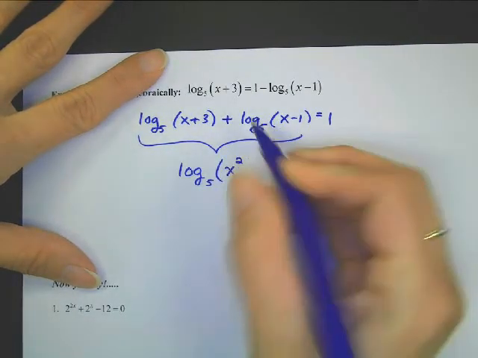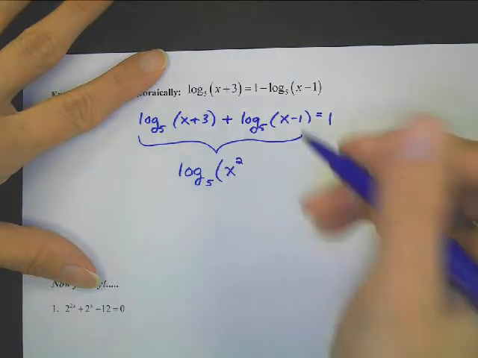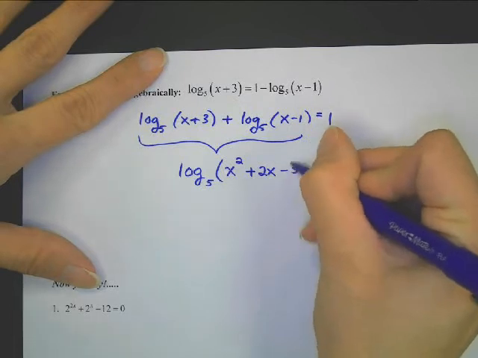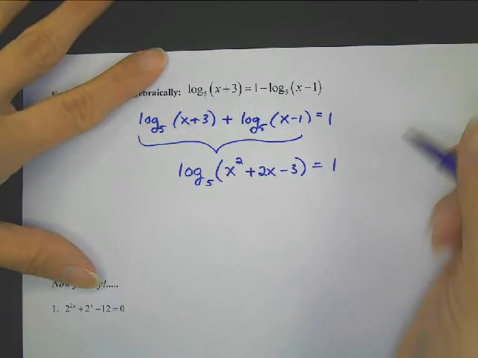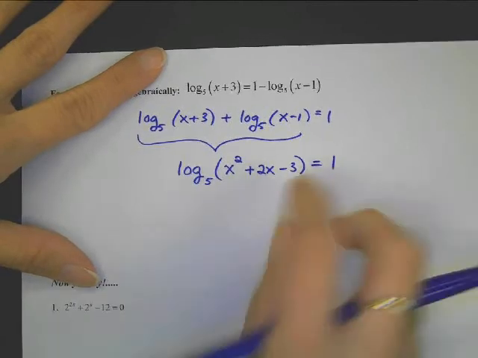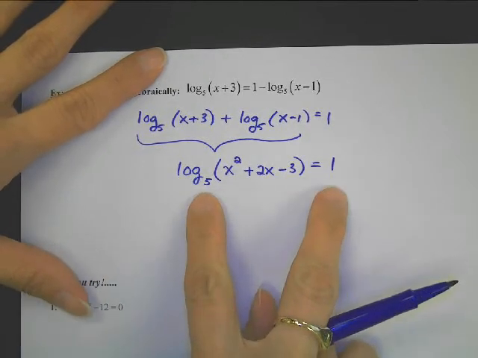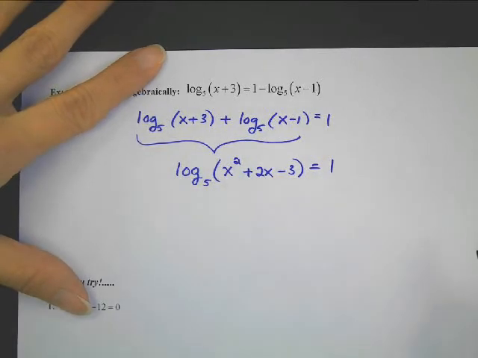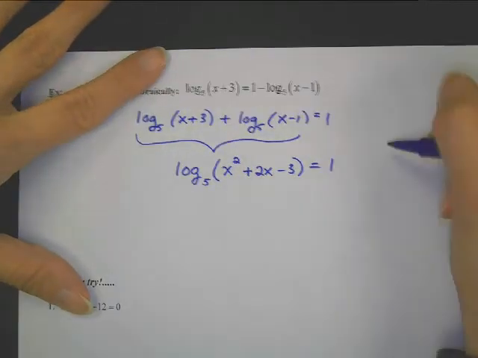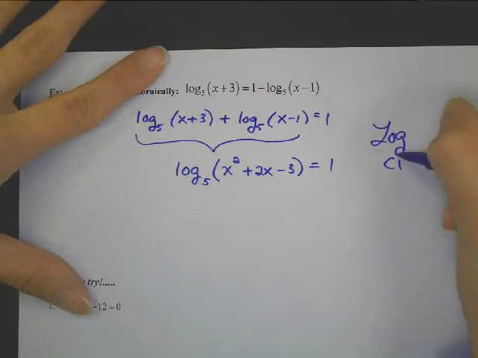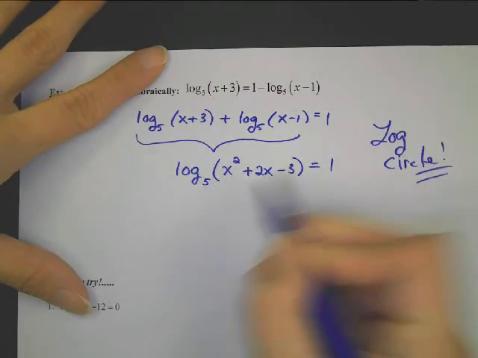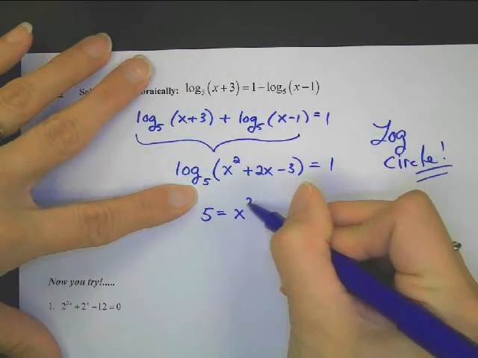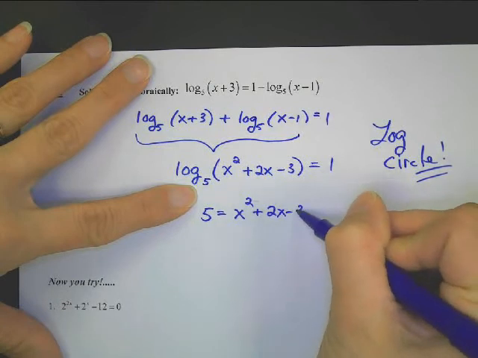x squared, outers and inners make plus 2x minus 3 equals 1. Now, you're not going to say this stuff equals 1. This is not a log and a log. There's only 1 log. When there's only 1 log, how do we do this? That's right. This is a log circle problem. So we'll start with 5 to the power of 1 equals x squared plus 2x minus 3.